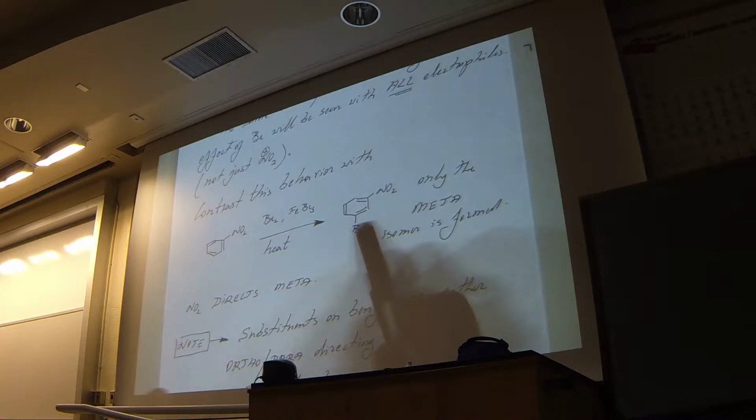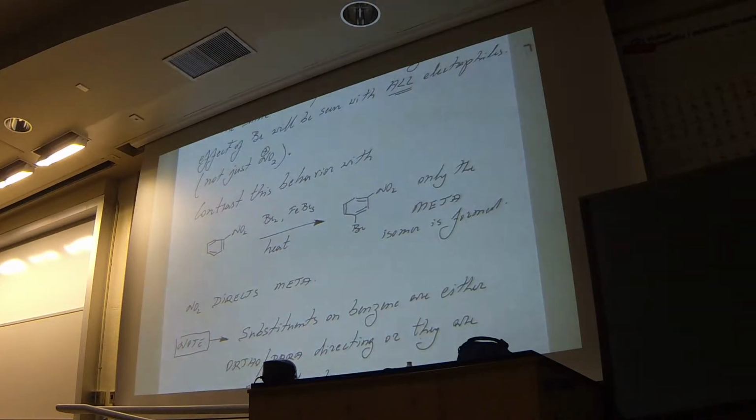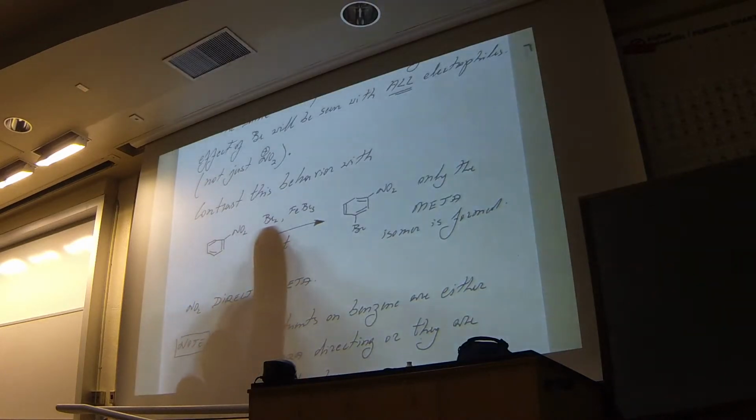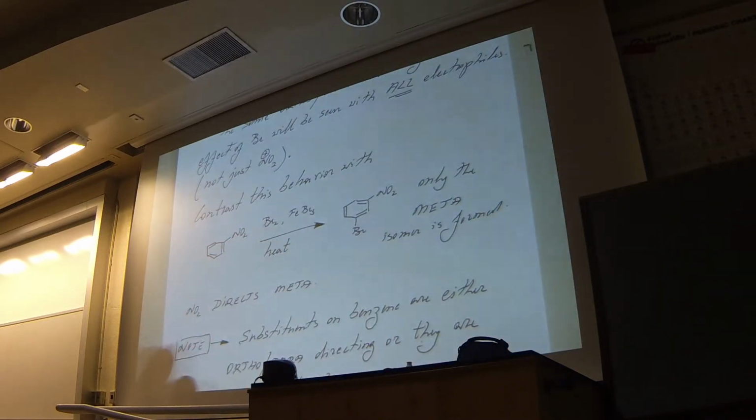And so it looks as if we have two classes of substituents on aromatic rings. We have those substituents that are ortho-para-directing, like bromine, and then we have other substituents, like nitro, which are always meta-directing. And what I said before is true here too. It doesn't matter that you're using bromine. Any other electrophile that you use always will go meta. And so it's not the electrophile that is responsible for the meta substitution. It's this group here that's doing it. So the nitro group directs meta.